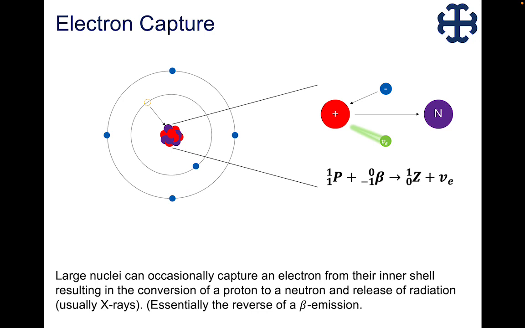Okay. Then we also have electron capture. So when we get very large, very massive nuclei, then they can occasionally capture an electron from their inner shell, and that results in the conversion of a proton to a neutron as well. This is essentially the reverse of a beta emission, and we emit some sort of radiation, usually an X-ray, when that happens. So an example of that could be ruthenium-92, capturing an electron, so adding a negatively charged beta particle, turning into technetium-32, which is the element right next door to ruthenium.